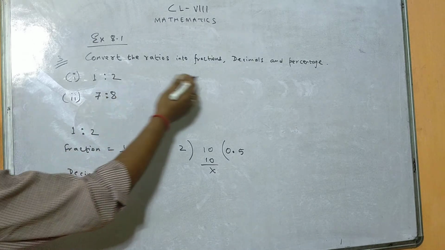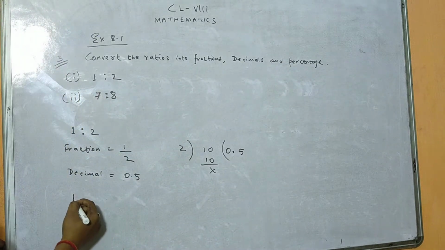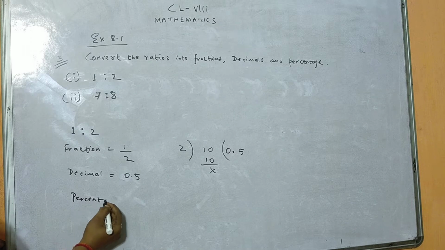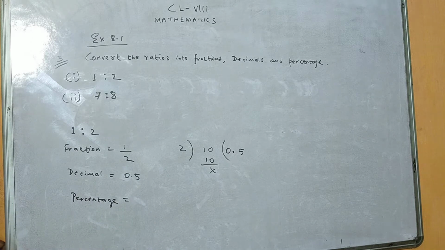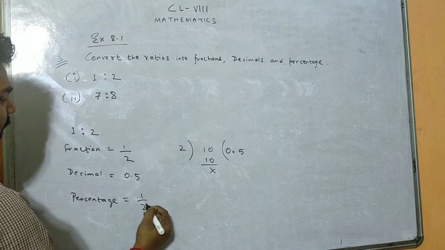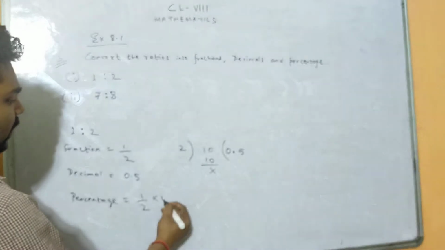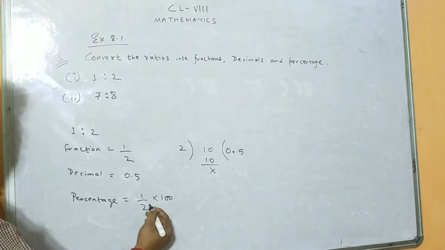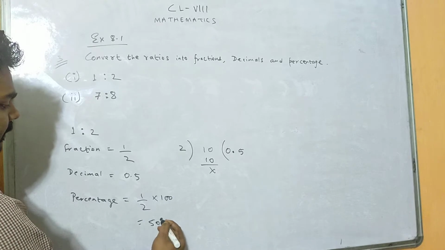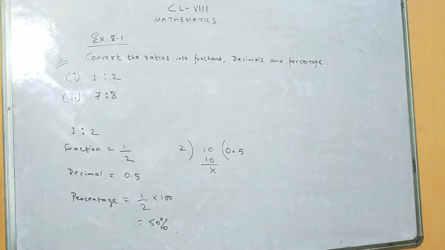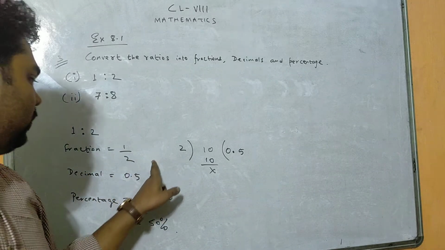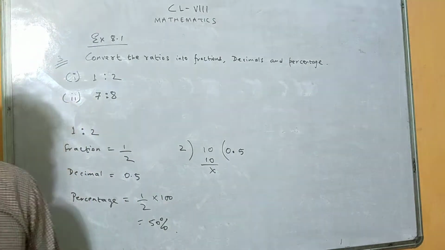Okay. Next we have to convert in percentage. So in percentage, when it is asked, we have to multiply the fraction into 100 always. So 2 into 50, that is 50% is the answer. So what our required answer? Our required answer is 1/2, 0.5 and 50%, right?